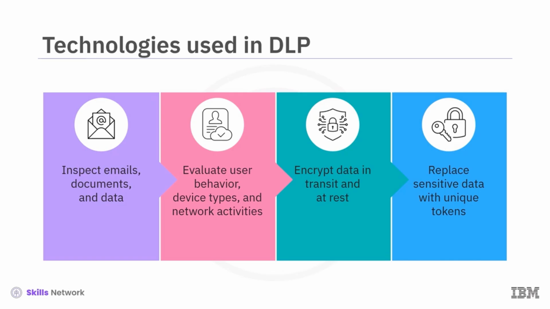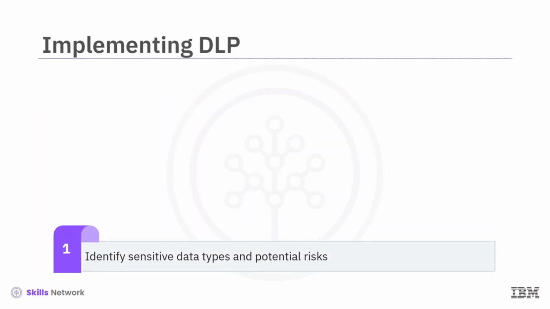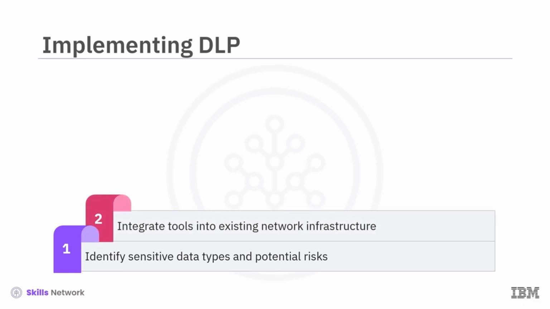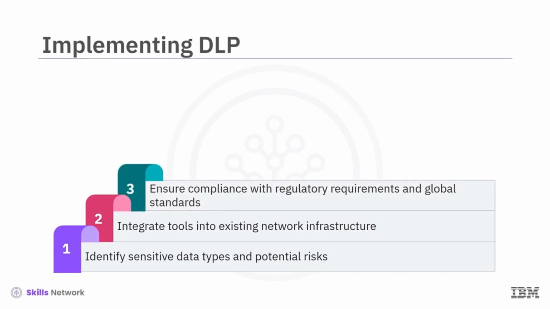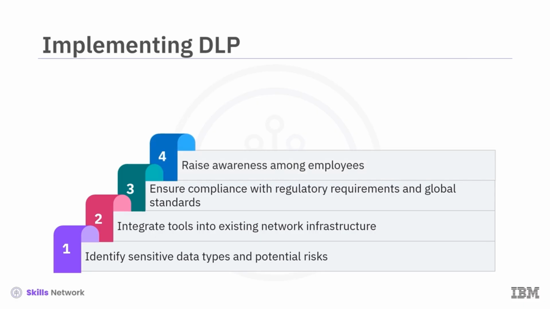Let's now discuss how you can implement DLP for your organization. First, assess the data security needs of your organization. To do so, identify sensitive data types and potential risks. Next, deploy DLP solutions using tools into existing network infrastructure to monitor and protect sensitive data. Additionally, define and execute DLP policies based on regulatory requirements to make them compliant with global standards. Finally, conduct training sessions on data protection and compliance to raise employee awareness.